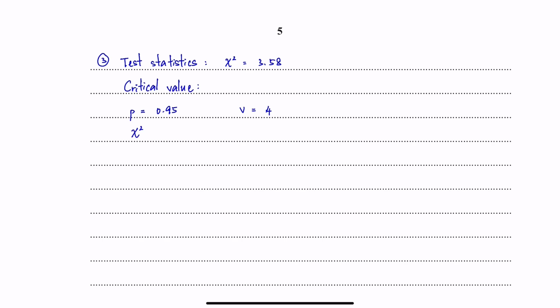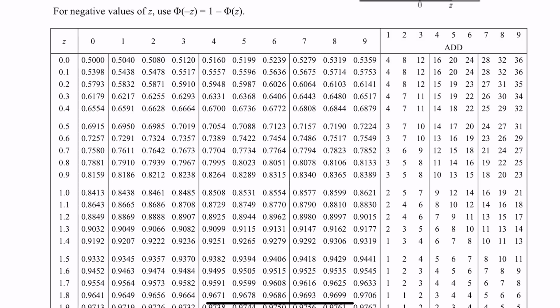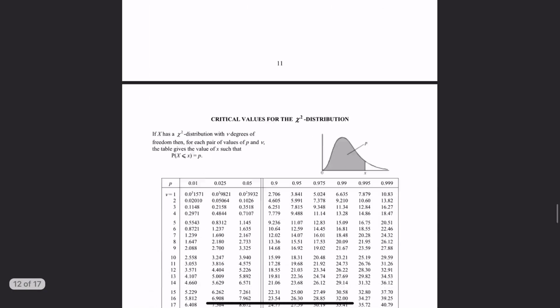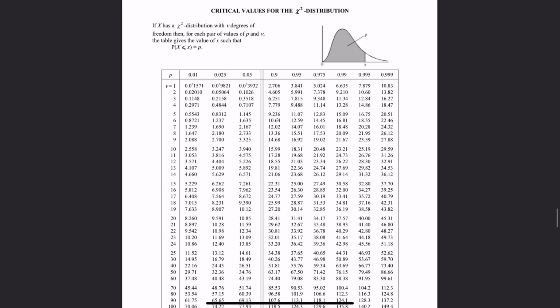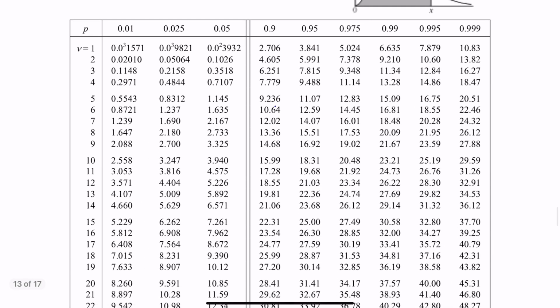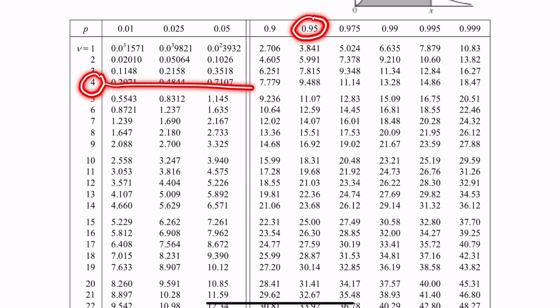And for the chi-square critical value, we will need to look at the formula booklet. So we look at V equals to 4 and P equals to 0.95. So this would give us 9.488.